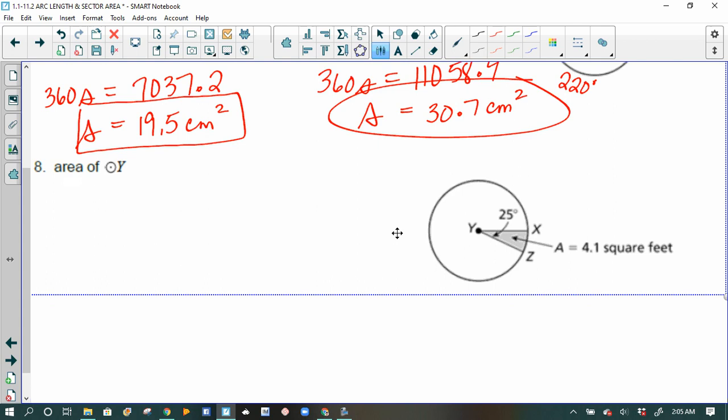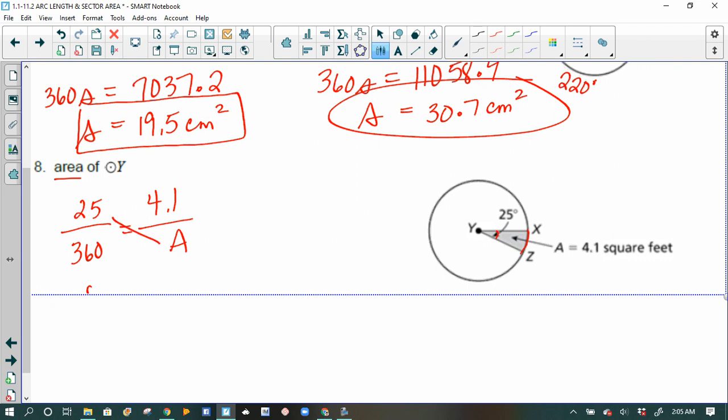Okay, looking at this circle here, this time they want me to find the area. So if this angle is 25, then this arc is also 25. So 25 degrees out of 360. They're telling you the area of the sector is 4.1, and they want you to find the area.